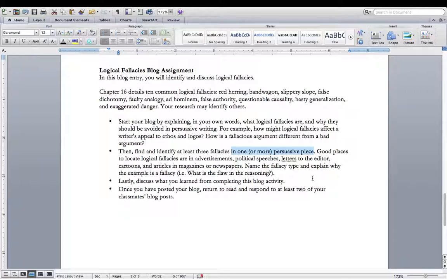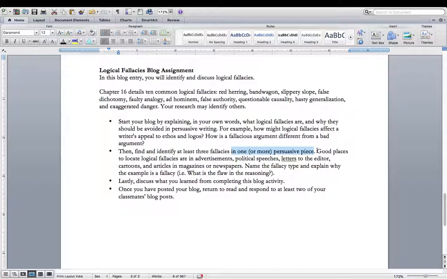And I think what you want to do is identify 3 different fallacies, right? Like the red herring versus the bandwagon versus slippery slope versus and so on. So if you just find one piece and you're able to successfully identify 3 different logical fallacies in that, that's great. If you have to find 2 pieces or 3 pieces where you have the 3 different fallacies, then that's okay too.